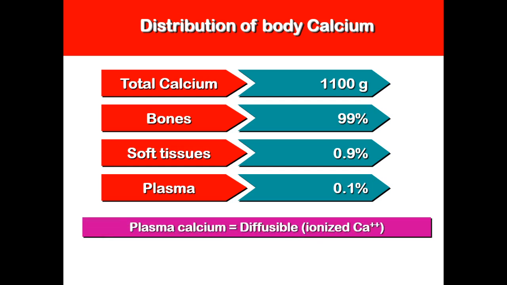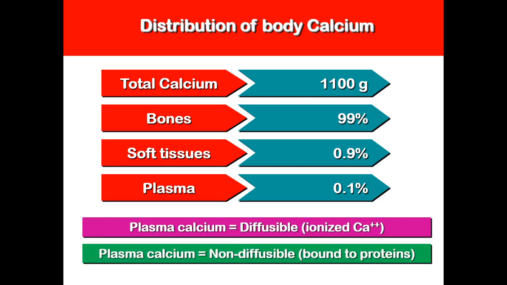And in the plasma, the calcium is present in two forms. One is the free ionized form of the calcium, and it is the one which is biologically active. And the other form of the calcium is the bound form, which is non-diffusible and is not active.